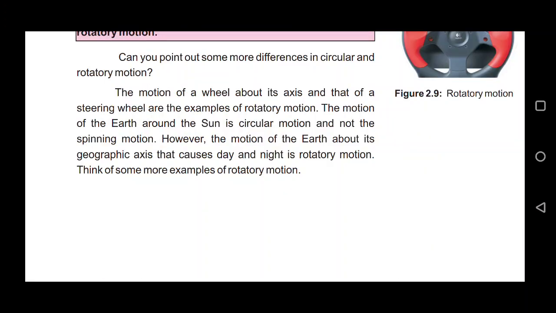Other examples are the motion of a wheel about its axis and that of a steering wheel. The motion of the earth around the sun, which is at the center of the orbit, is circular motion. And the motion of the earth about its geographic axis, which is on the earth, which causes day and night, is rotatory motion. Think of some examples like that.